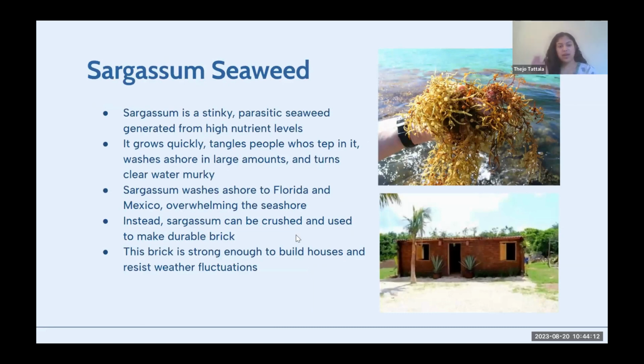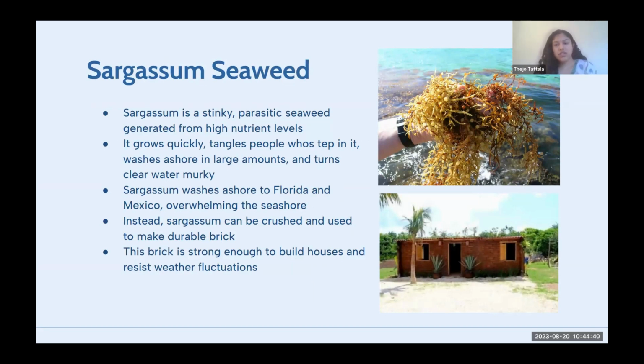Sargassum is a stinky parasitic seaweed generated from high nutrient levels in water. It's kind of like an algal bloom, but like seaweed. And it grows quickly and it tangles people who step in it. And it washes ashore in large amounts and turns clear water into like murky brown content. Recently, it's grown a lot and washed into like a seaweed belt that washed ashore to Florida and Mexico.